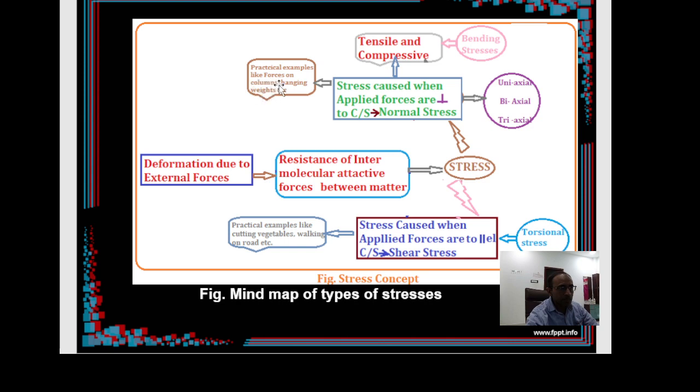Now many examples even for hanging weights. All these forces acting on the car come under normal stresses. So that's all on the topic of the normal stresses.